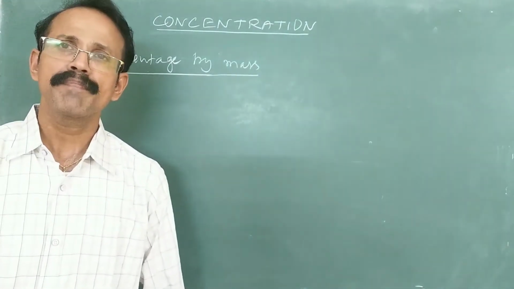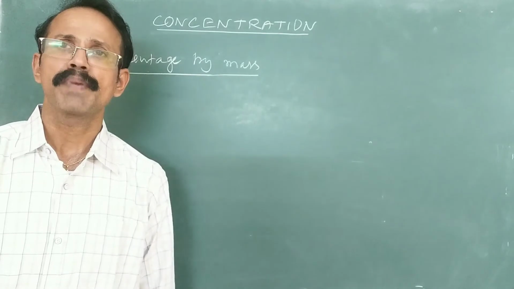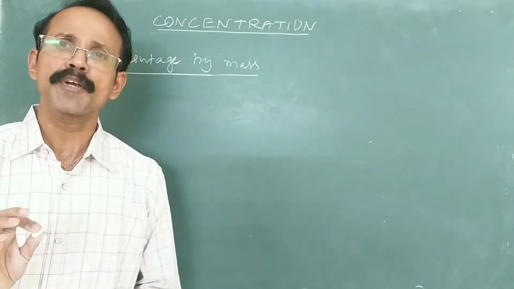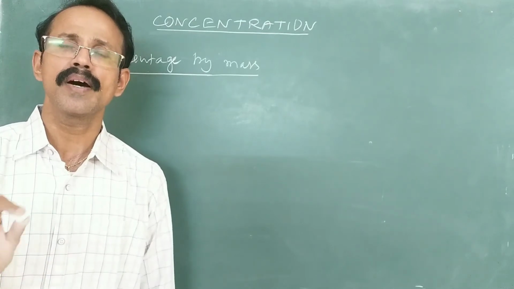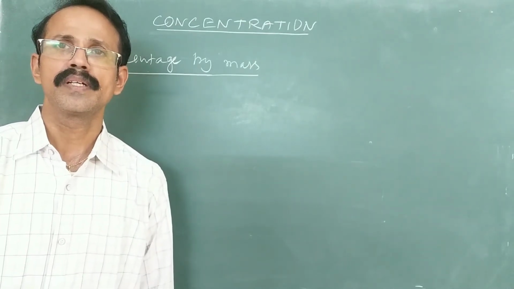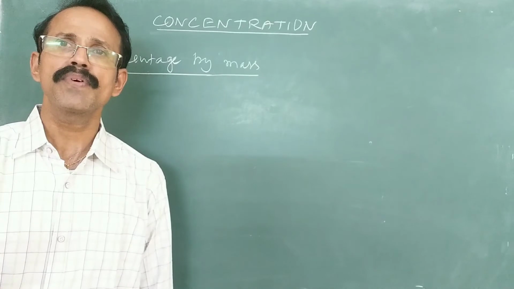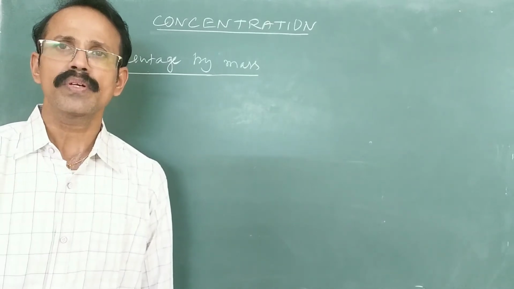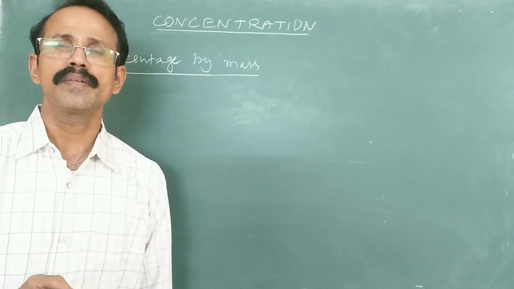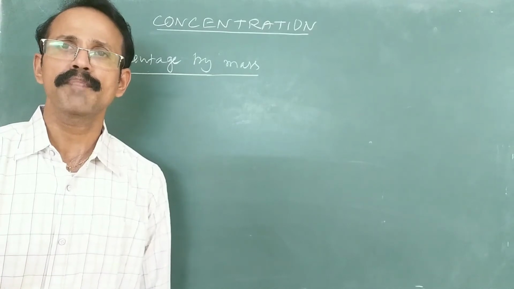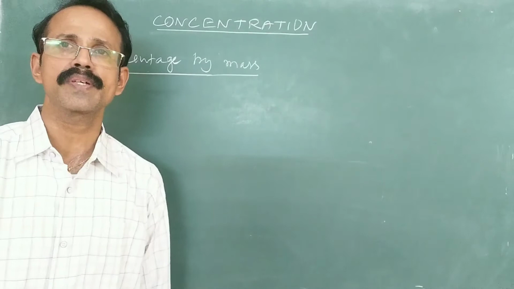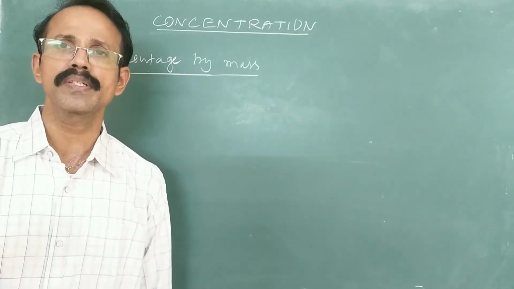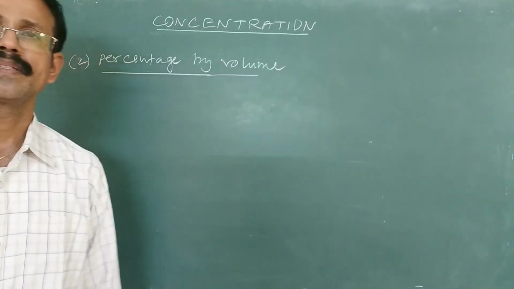Now what is meant by percentage by mass? Percentage by mass is nothing but the number of parts by mass of a component present in 100 parts by mass of the solution. The number of parts by mass of solute or solvent present in 100 parts by mass of the solution is known as the mass percentage of that component, that is either solute or solvent.